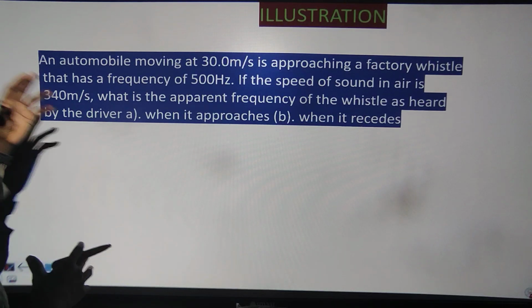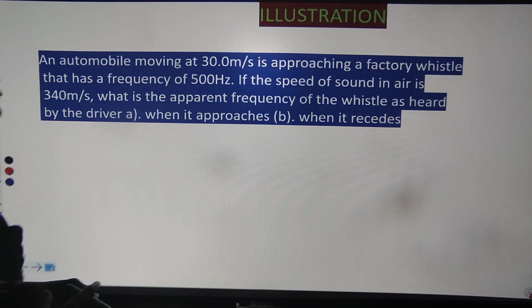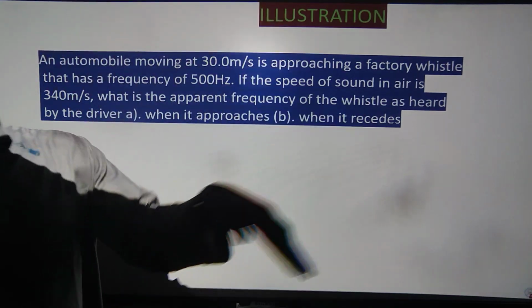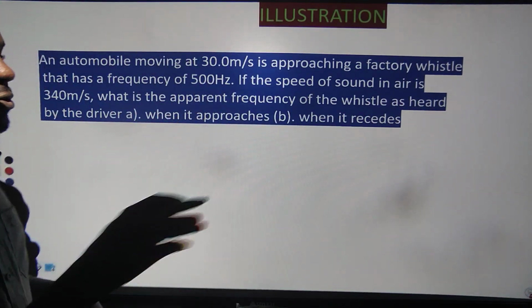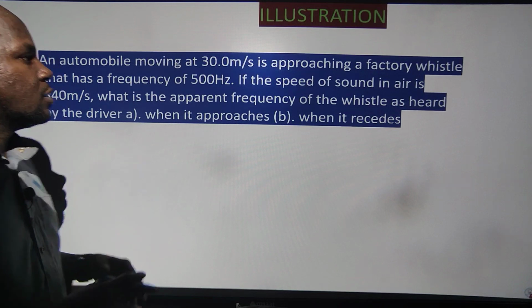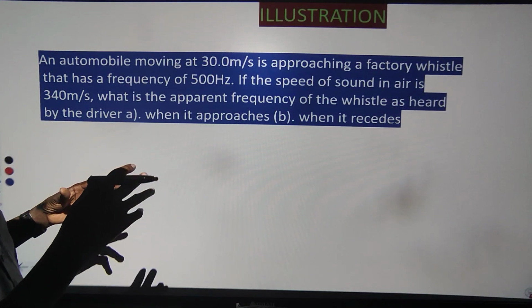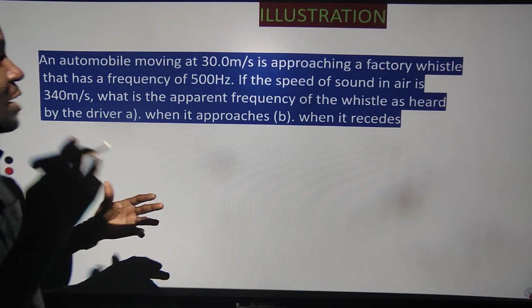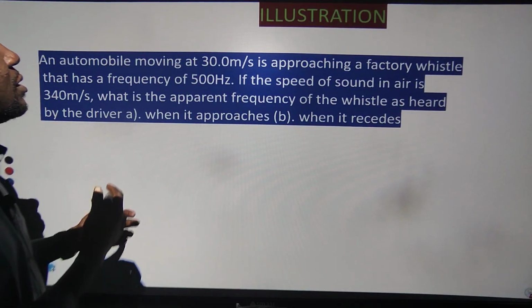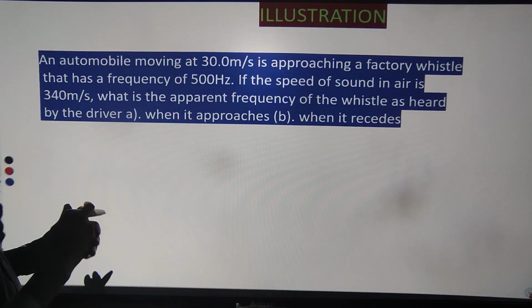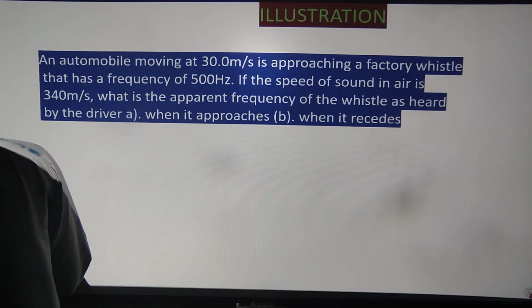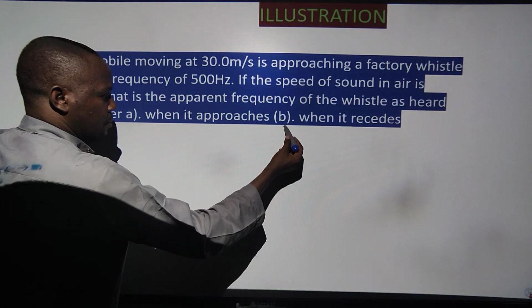Now look at the first one. The first one says an automobile moving at 30 meters per second is approaching a factory. So it's going towards the factory. A factory whistle that has a frequency of 500 hertz. That's the initial frequency. If the speed of sound in air is 340, we can write the parameters the way you were taught in the junior classes. Writing parameters down might be helpful sometimes.